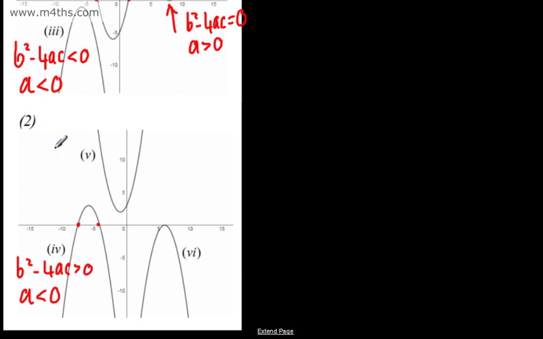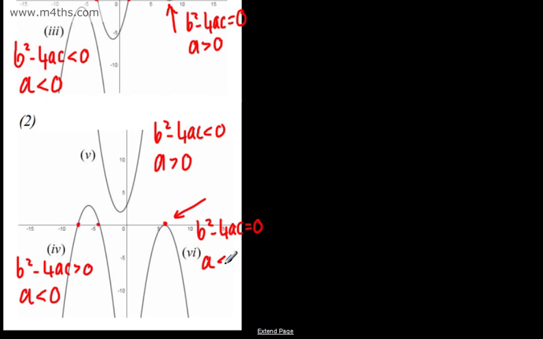Okay, question number 5. This one doesn't cross the x-axis, so b squared minus 4ac will be less than 0, no real roots. This quadratic is positive as it opens upwards, so a is going to be greater than 0. This one just here touches, so we have a repeated root here. We can say b squared minus 4ac will be equal to 0. It's opening downwards, so a is going to be less than 0.